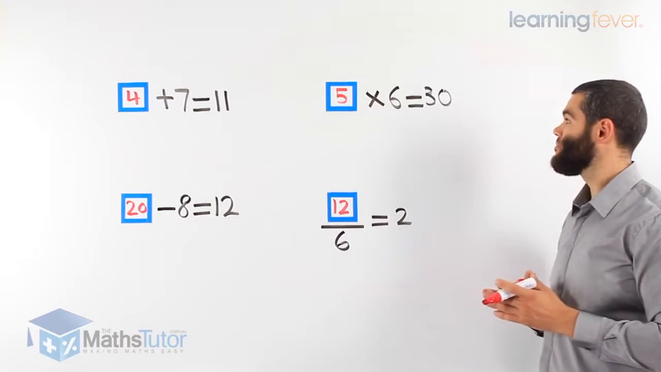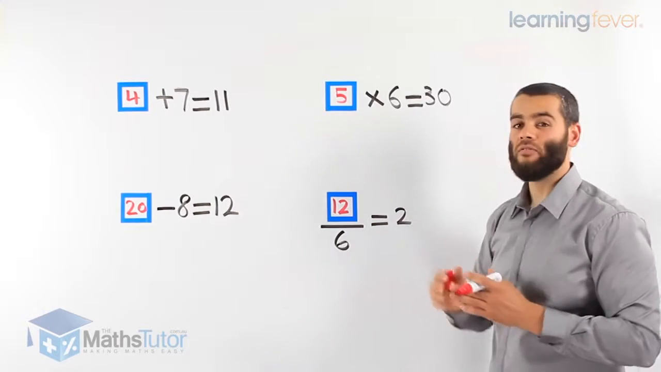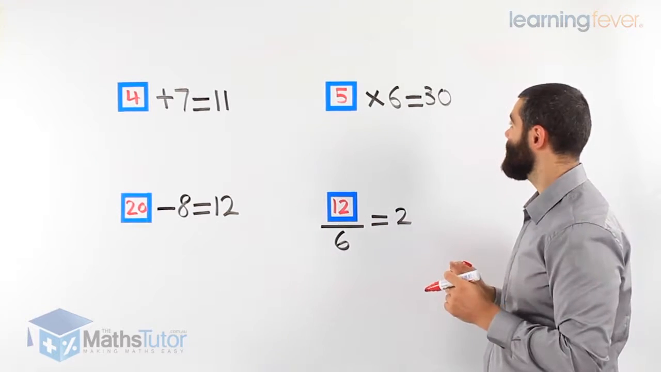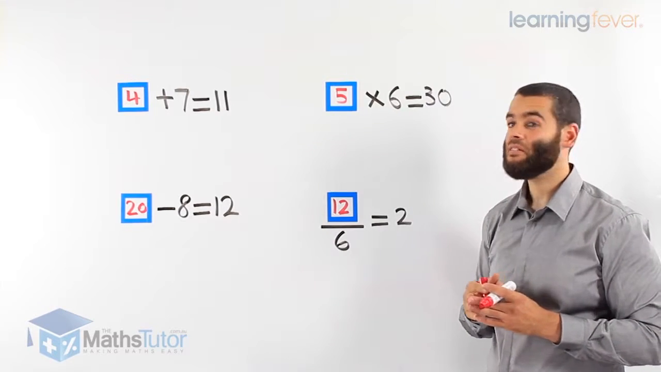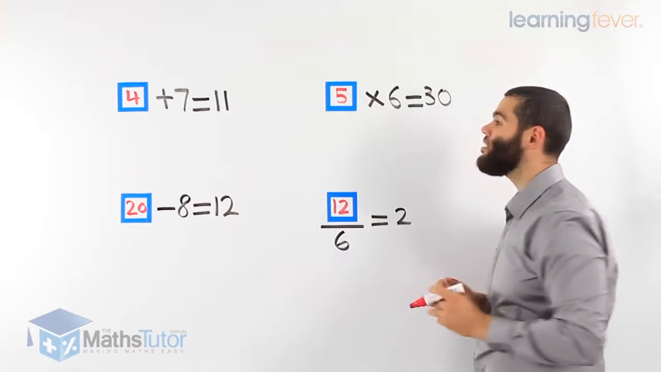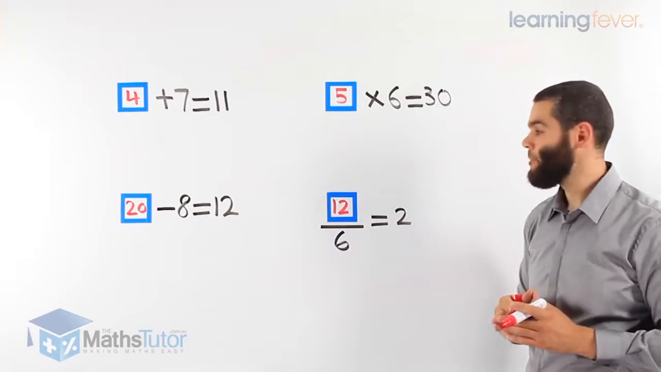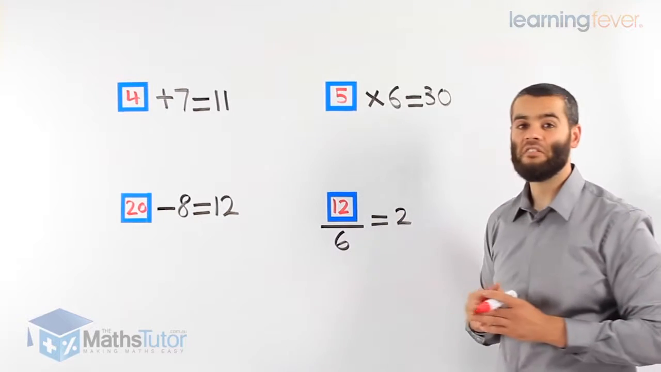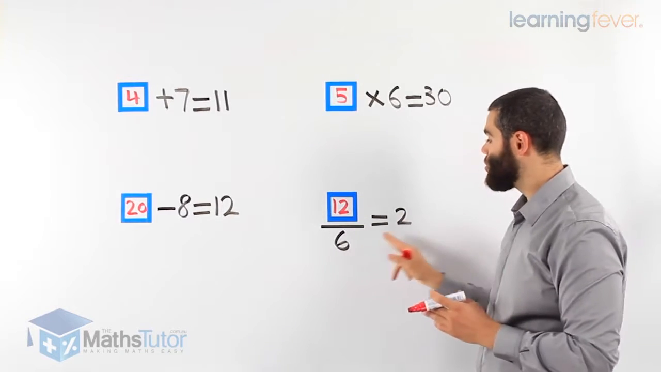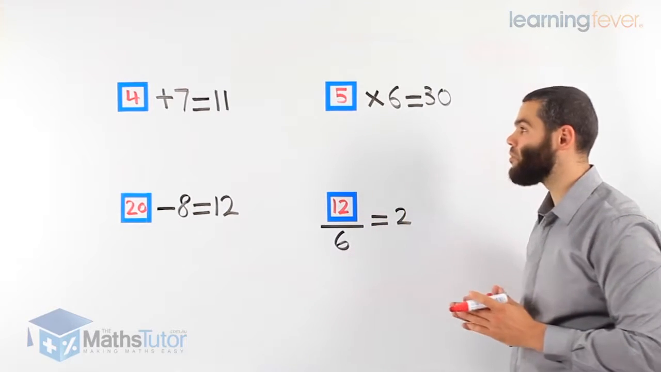Here, 5 times 6 is 30. How did your brain work out 5? Well, your brain did 30 divided by 6. It divided by 6 and it got 5. So 5 times 6 is 30. Here, your brain said, okay, something divided by 6 is 2. That means 2 times 6 equals 12. 12 divided by 6 is 2.